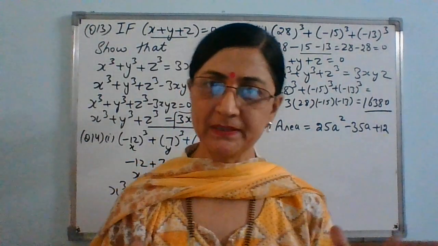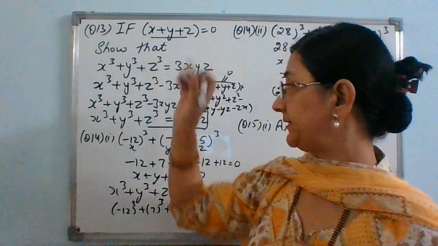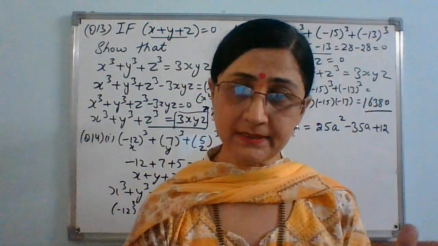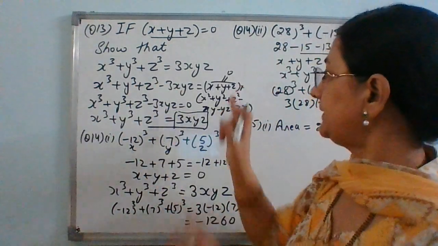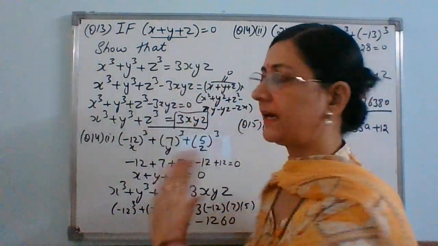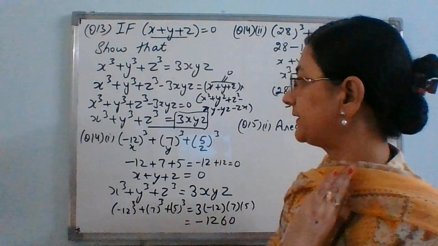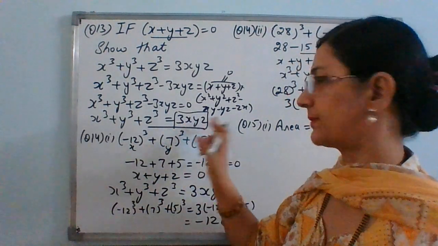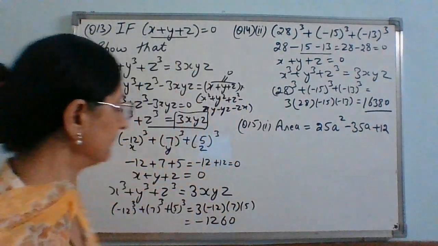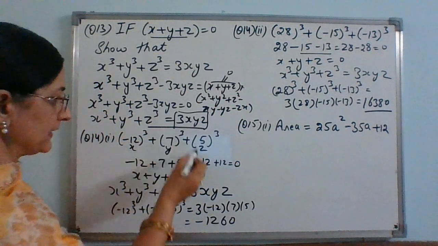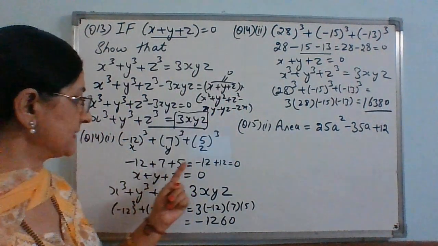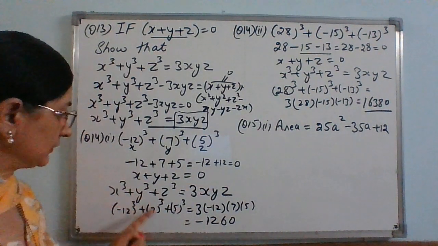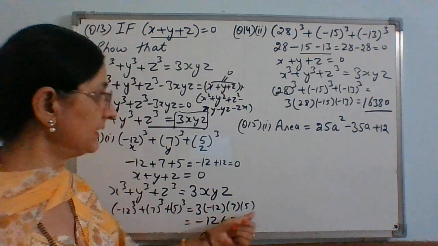Right? So I hope it's clear. Basically, in the 13th question, if x plus y plus z is 0, in this identity the whole part becomes 0, and the answer for x cube plus y cube plus z cube can be found by 3xyz. So the application was here: with the values we proved that x plus y plus z is 0, so the answer for a cube plus b cube plus c cube can be found by 3xyz.